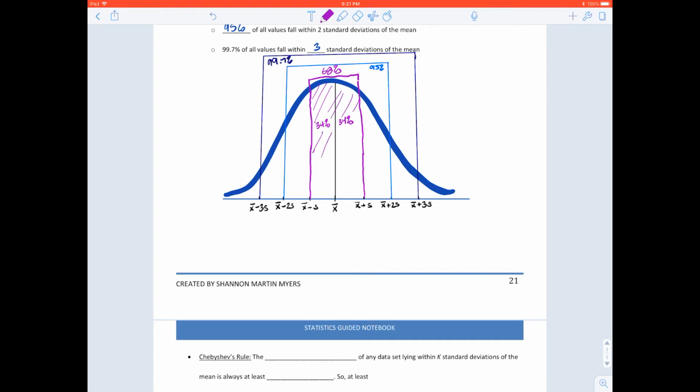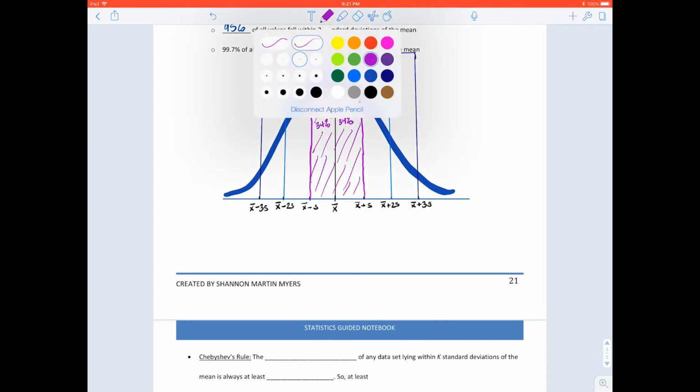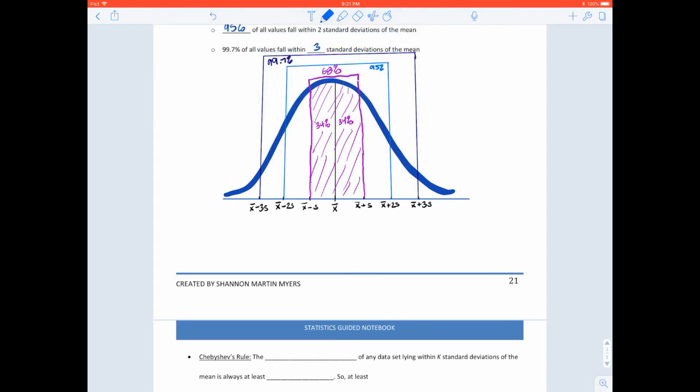So I'm just going to sort of shade these in. So this one here is 68% of the data values, and I'm only looking at it under the curve so you can start getting an idea of what the normal curve looks like. And this one here, we had, and so this will kind of go over the other one.